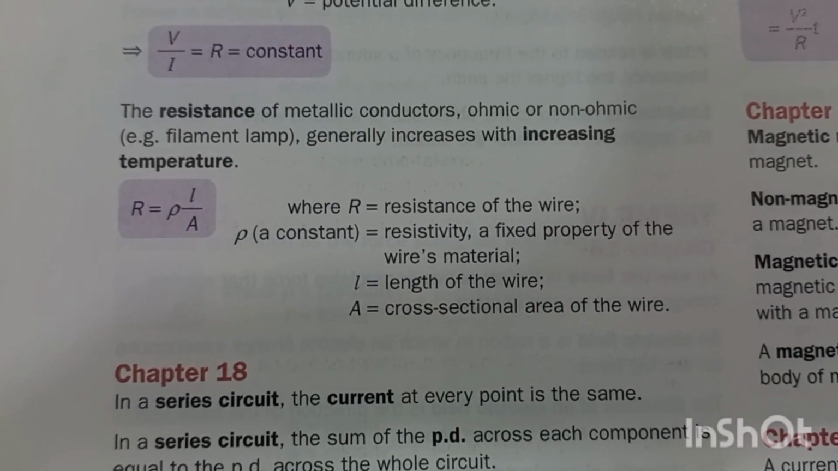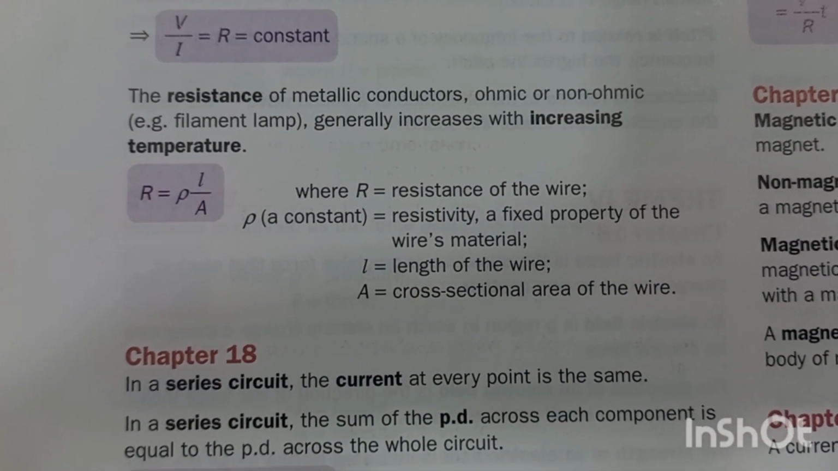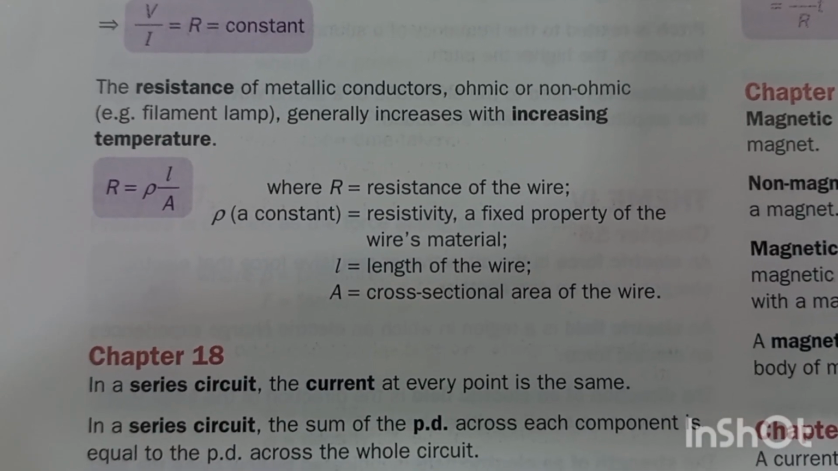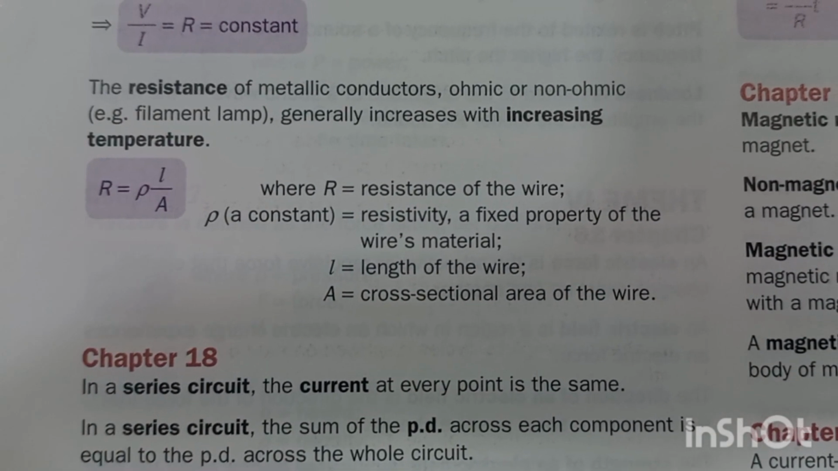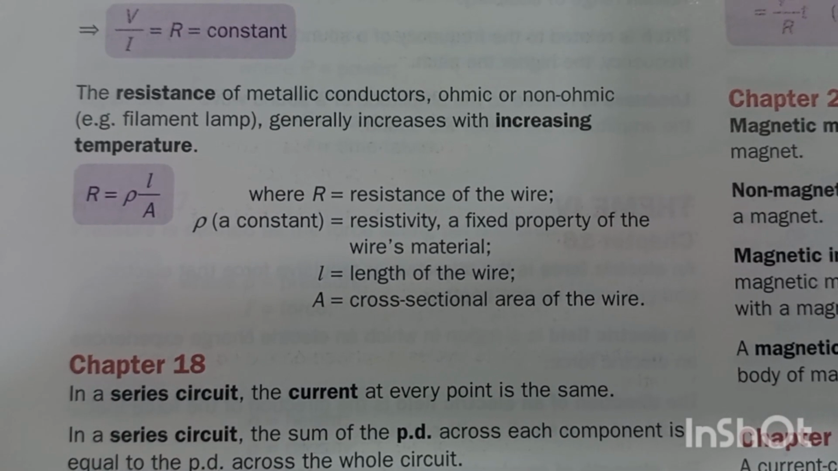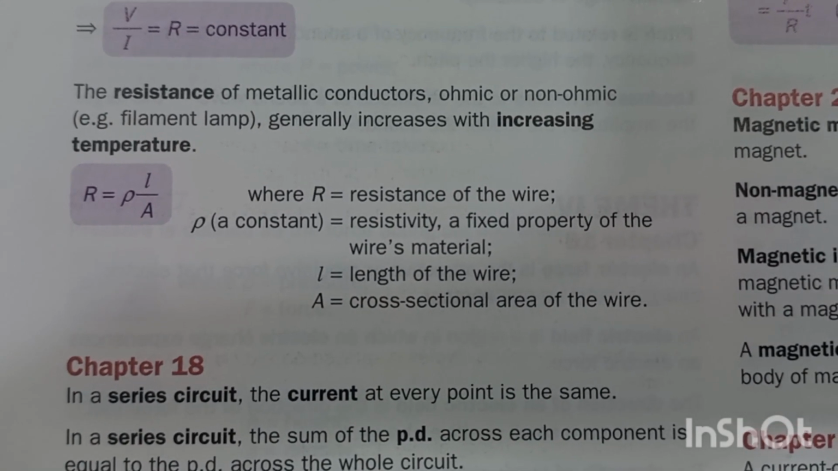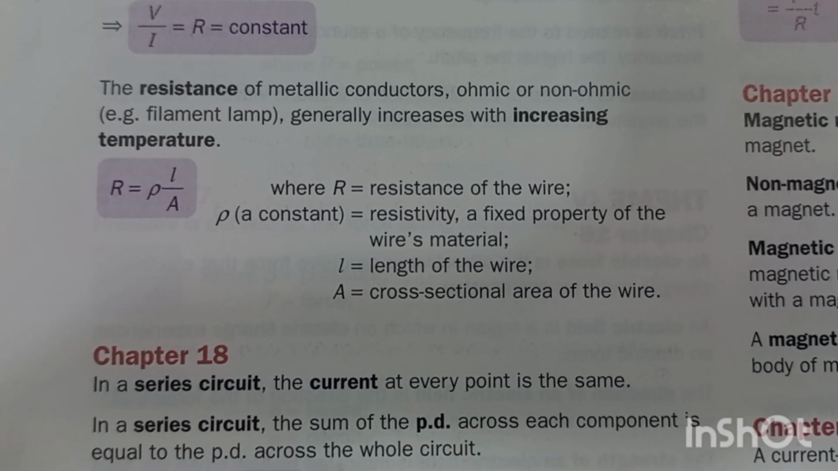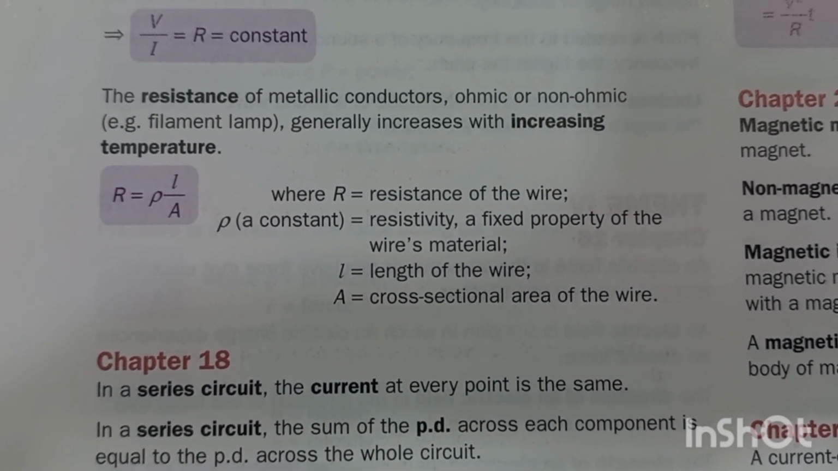R is equal to rho L by A, where R is the resistance of the wire, rho is a constant called resistivity, a fixed property of the wire's material, L is the length of the wire and A is the cross-sectional area of the wire.